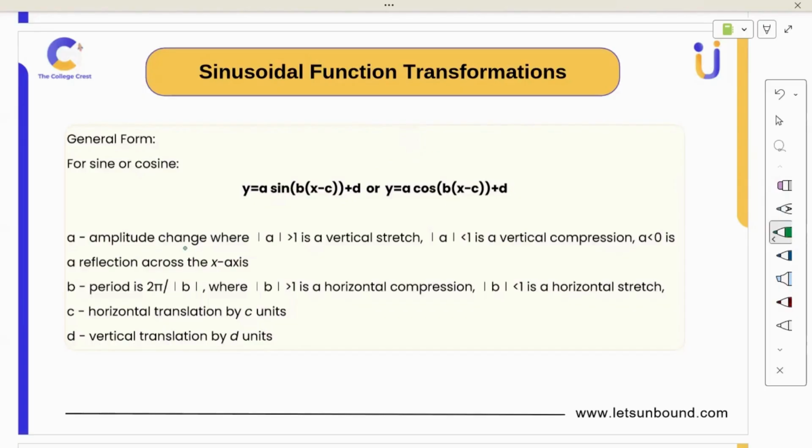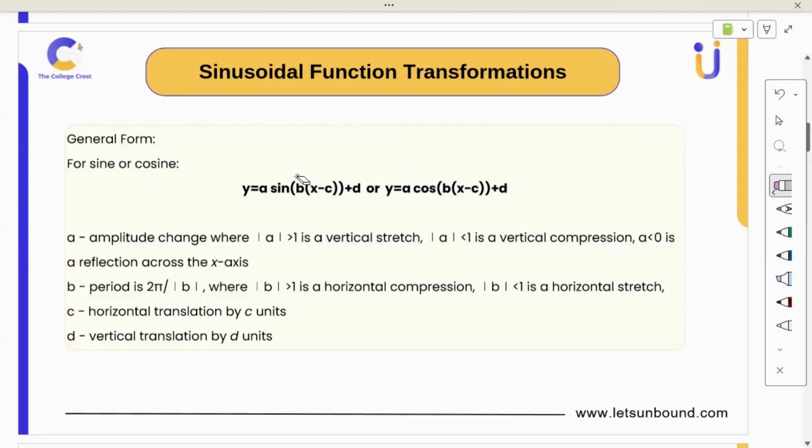So what is a? Amplitude change: where the modulus of a is greater than 1, it is a vertical stretch. If the absolute value of a is less than 1, it's a vertical compression. If a is less than 0, sometimes a will be negative, that means a reflection has happened, and it's a reflection across the x-axis, like flipping top to bottom or bottom to top, right?